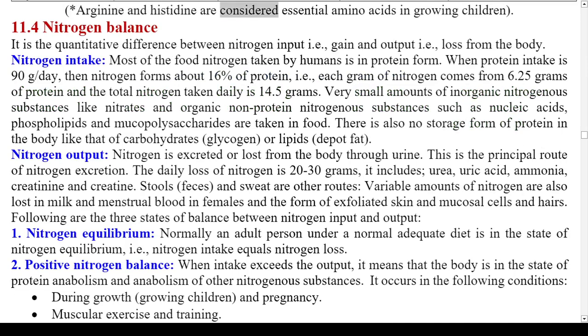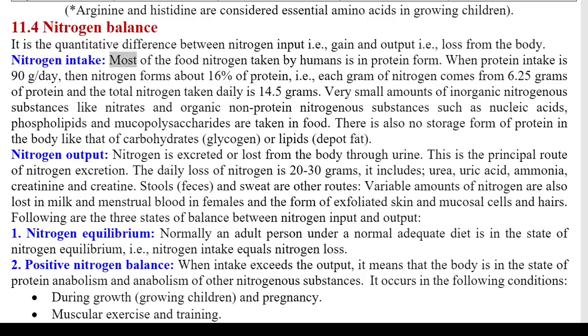Arginine and histidine are considered essential amino acids in growing children. 11.4 Nitrogen balance. It is the quantitative difference between nitrogen input, i.e., gain, and output, i.e., loss from the body.